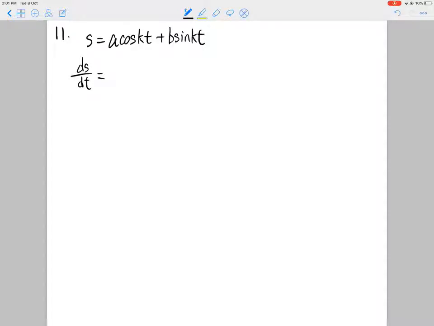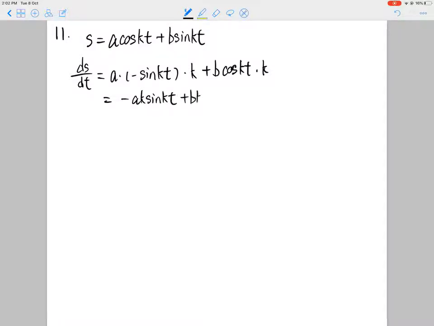It is, so this part, the derivative is A times negative sine kt times this part's coefficient, right, k, plus B, right, sine something, the derivative is cosine kt, then times t's coefficient, right, k. So it is negative ak sine kt plus bk cosine kt.